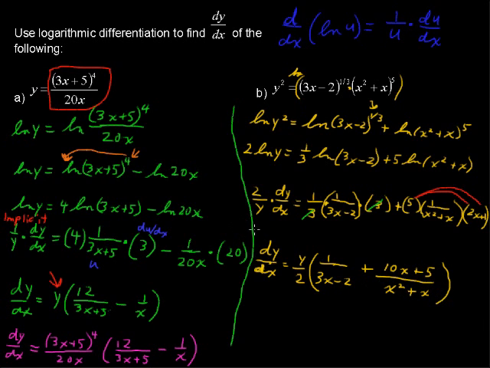At this point, you certainly could choose to simplify this some more. You could take the square root here and say positive or negative, and plug in for y here. But again, I'm just showing the process of using logarithmic differentiation to find dy/dx of some larger, messier problems.